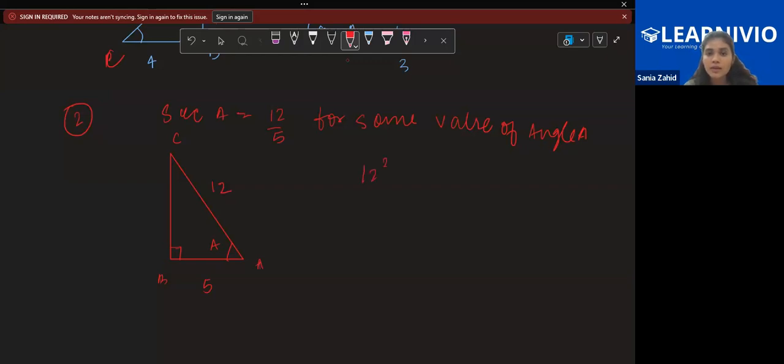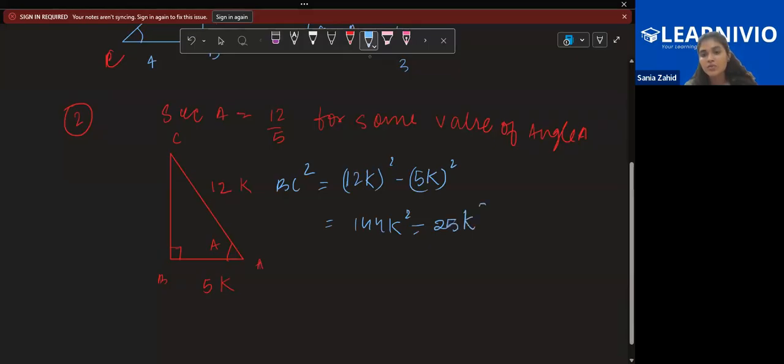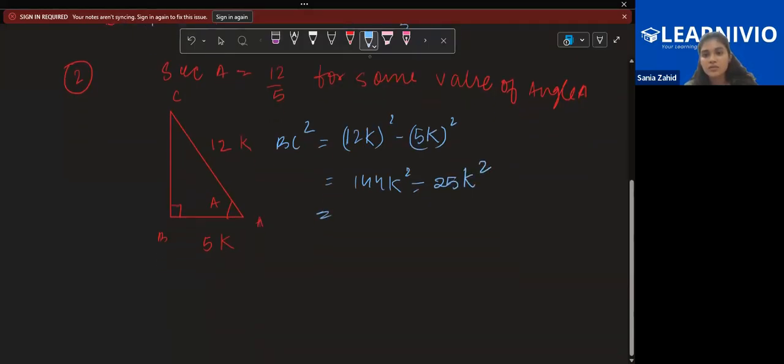BC will be 12 square minus 5 square, or you will write K. You told me your school follows this K thing. So 12K square minus 5K square will be BC square. So BC square is 144K square minus 25K square. So this is 119.